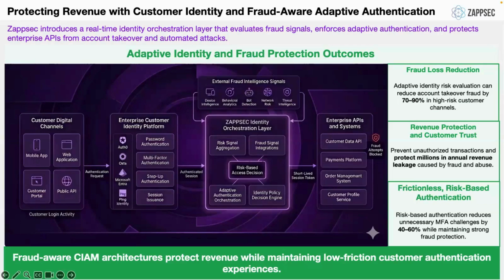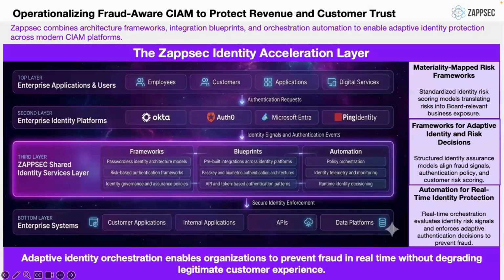So talk to me about how ZapSec does it differently. What's the ZapSec secret sauce here? So, three things set us apart. First, we're not replacing the identity platform. We're adding a governance and orchestration layer on top of what's already deployed, like Okta, Auth0, Entra, or Ping. The organization keeps its investment, but they get a fraud-aware decision layer that operates consistently across every customer touchpoint.